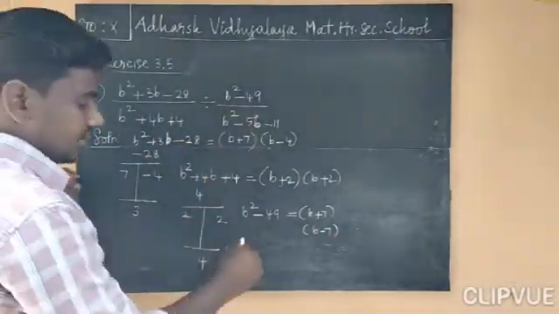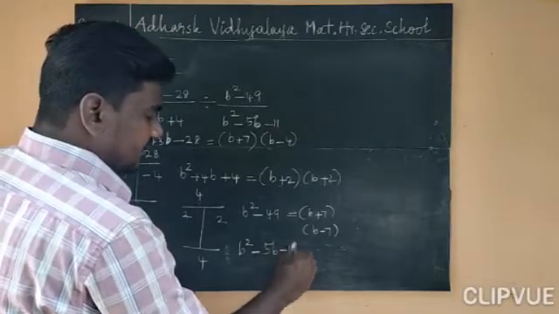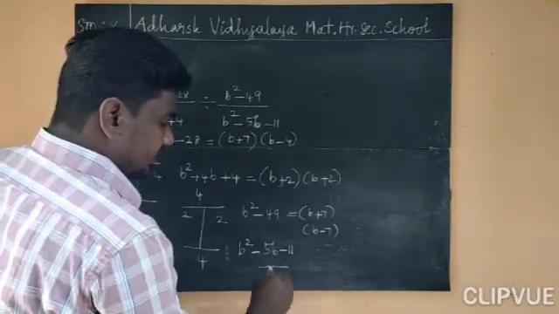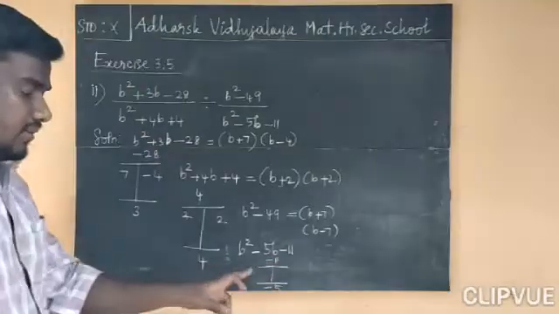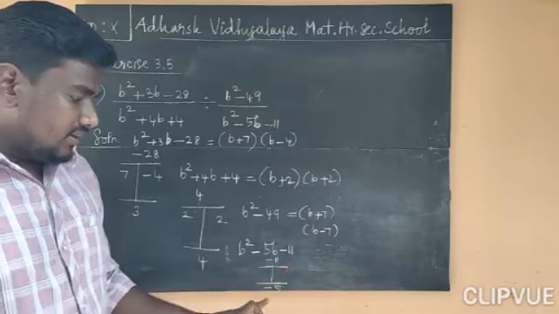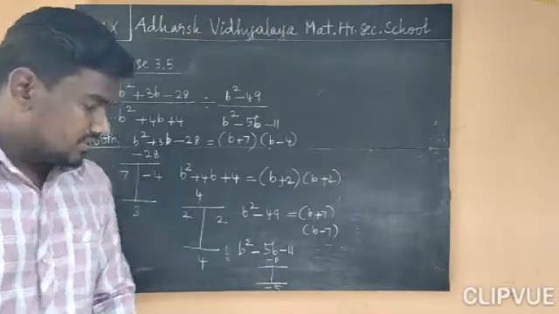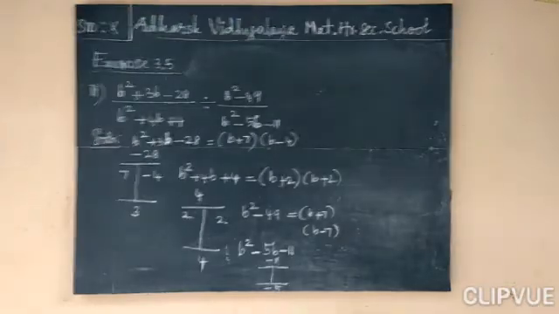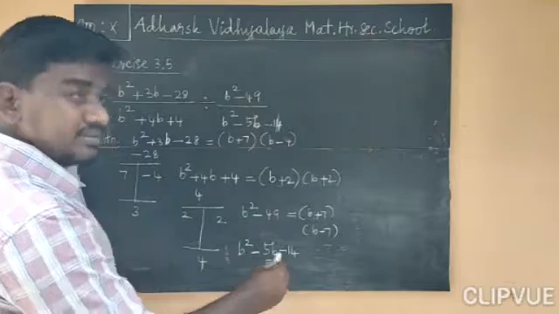So move to the last one, that is b square minus 5b minus 11. So minus 11 and minus 5. When we multiply two numbers we get minus 11, and when we add, what should we get? Minus 5. What are the two numbers? I'm sorry, here 14 is there. So the product of two numbers is minus 14.